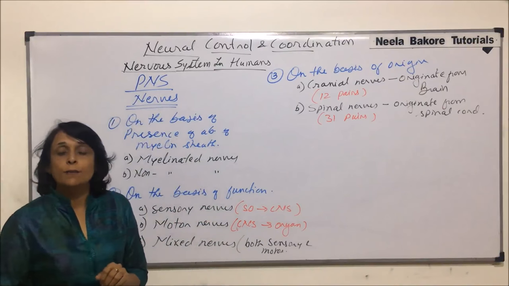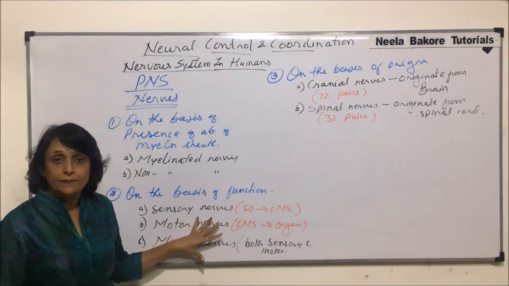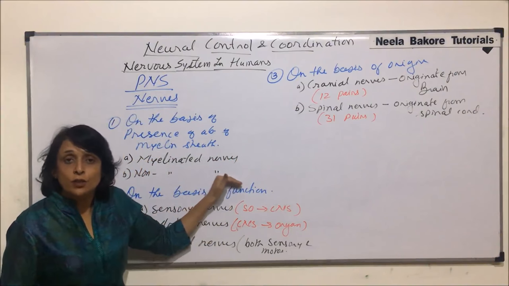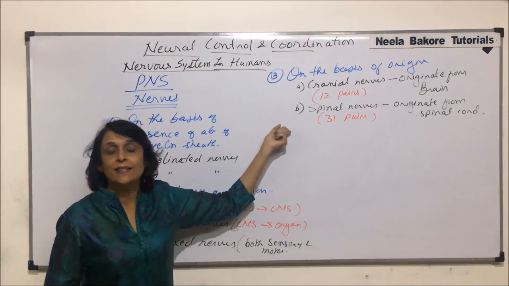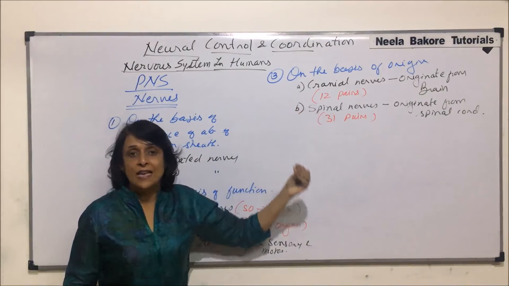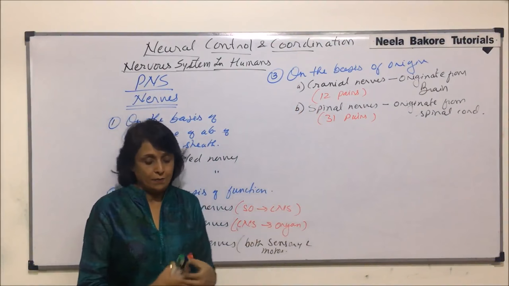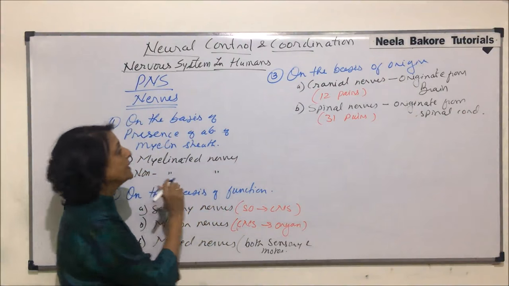We will be talking about these two in detail. First, this one, that is the function wise. How are these nerves different? And once we come to cranial and spinal nerves, then we will be able to understand which nerve is sensory, which nerve is motor, and mixed. We said, and we are talking of this now.